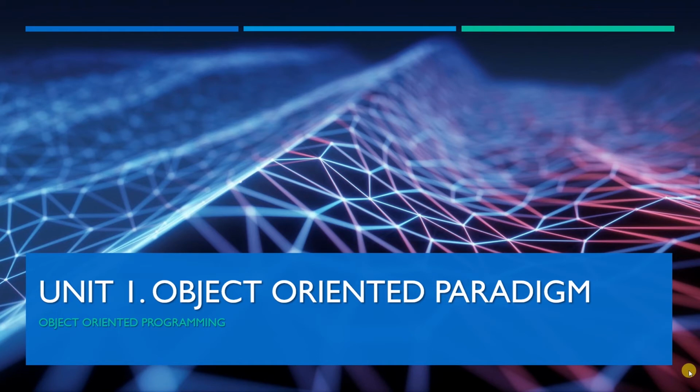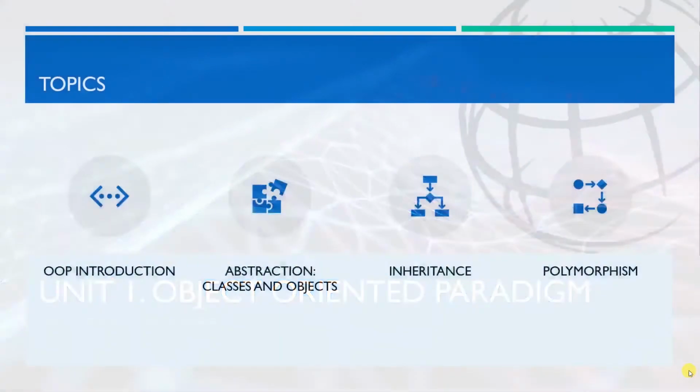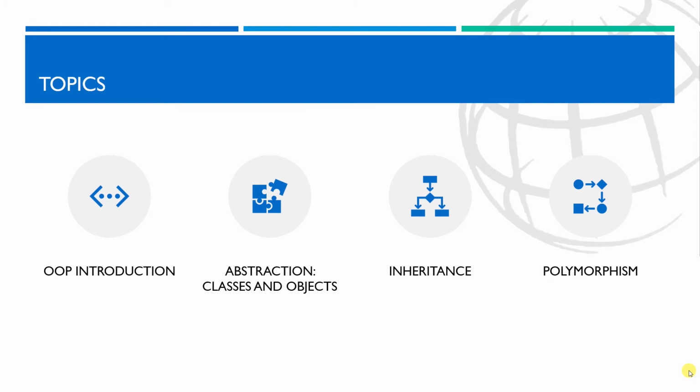Welcome back to Unit 1 with the object-oriented paradigm. In the last video, the object-oriented paradigm introduction, we learned some concepts about object-oriented programming. Now we continue with abstraction, which is about classes and objects, and with inheritance and polymorphism. We show these three topics in three different videos, but all of them are correlated.